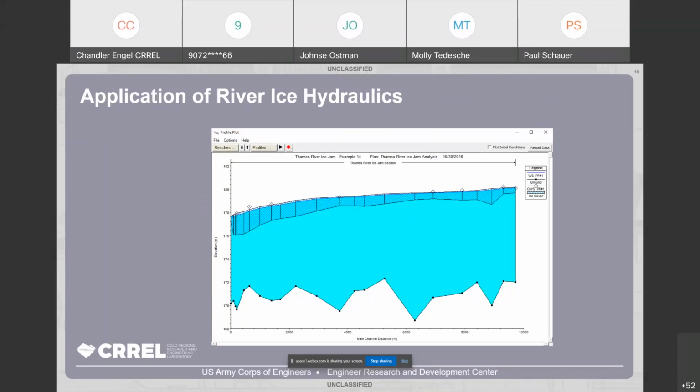So RAS and many other hydraulic software programs which calculate 1D flow use the standard step backwater method for calculating open water stages. And with those modifications that we made to Manning's equation to account for ice, we can use it for ice-affected flow as well. So this figure shows an ice-affected channel in a profile view with flow moving from the right to the left downstream.